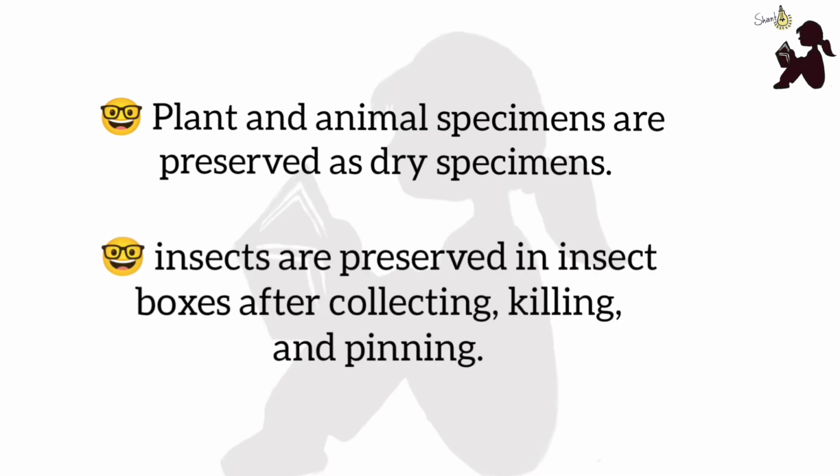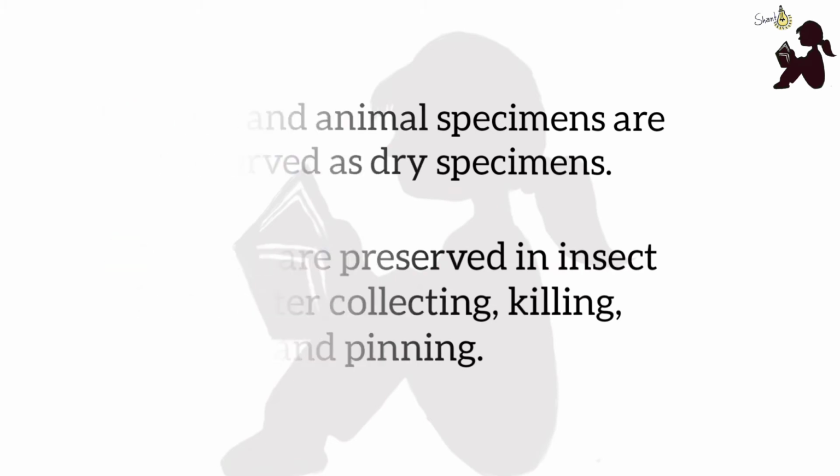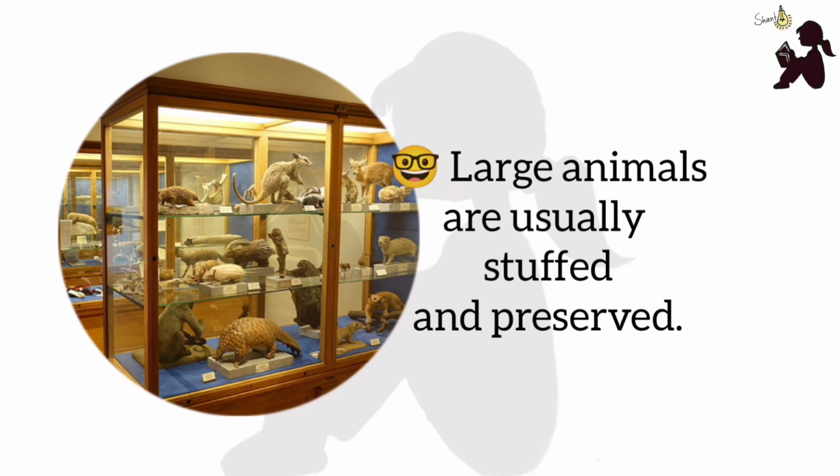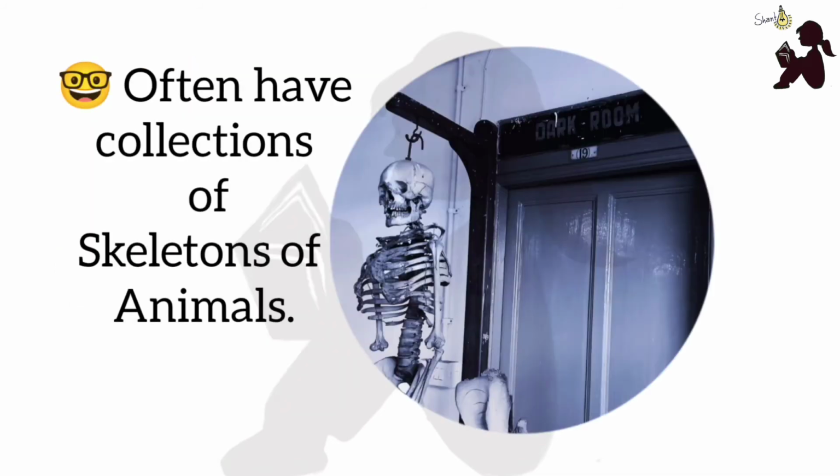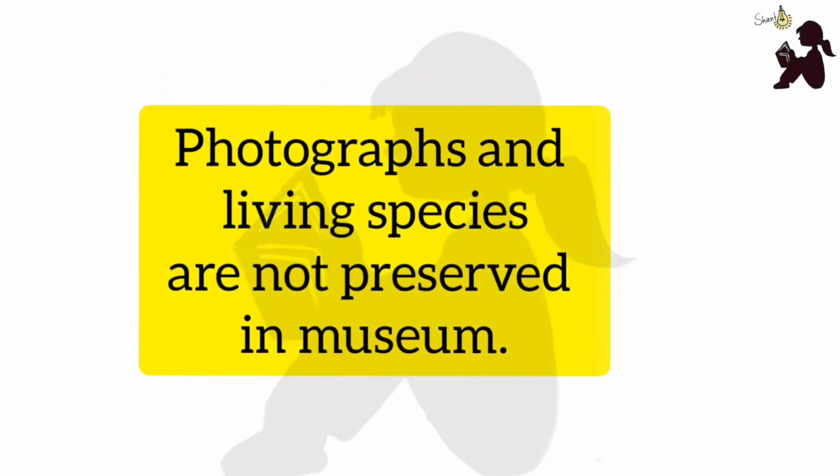Insects are preserved in insect boxes after collecting, killing and pinning. Large animals like birds and mammals are usually stuffed and preserved. Museums often have collections of skeletons of animals too, but photographs and living species are not preserved in museums.